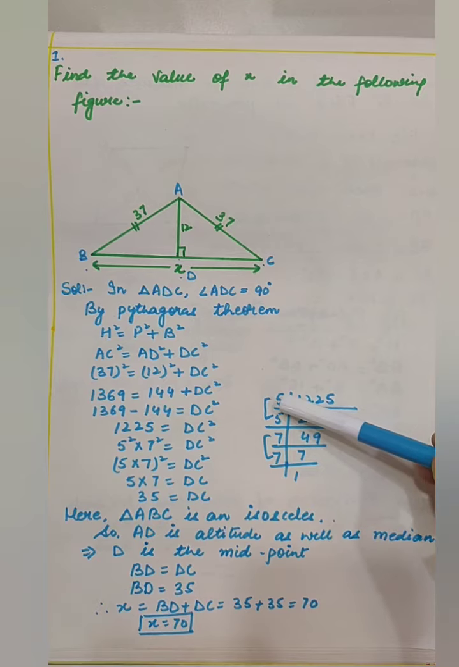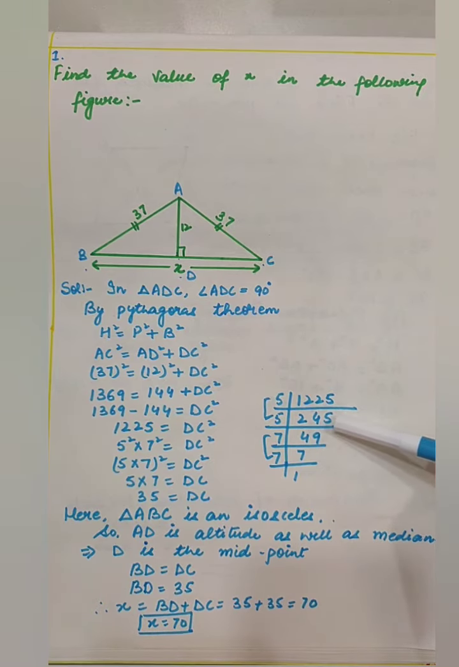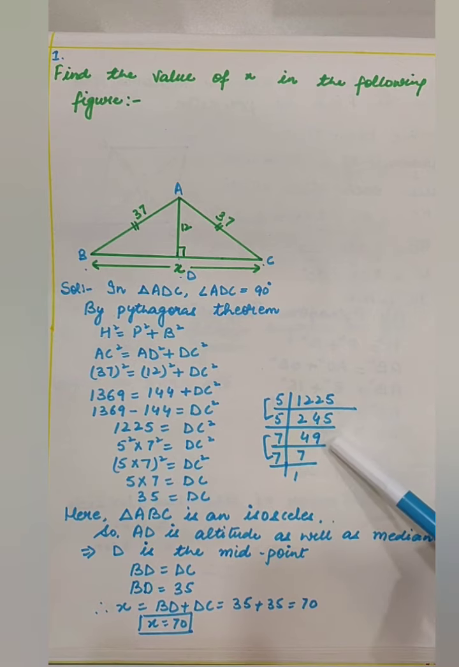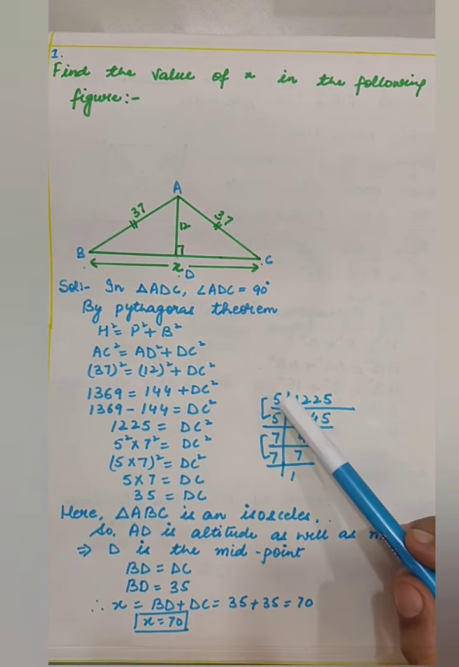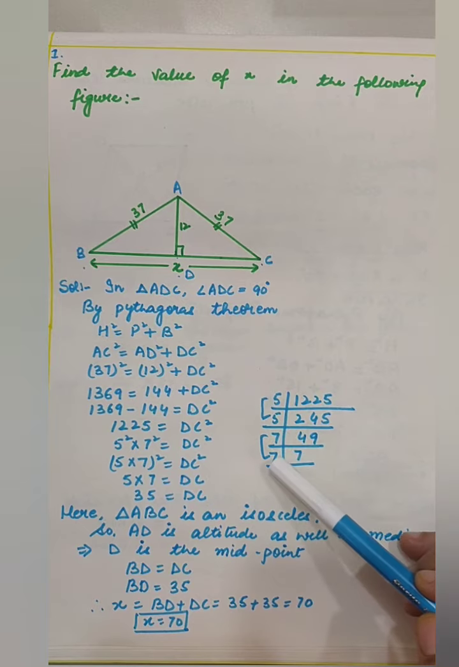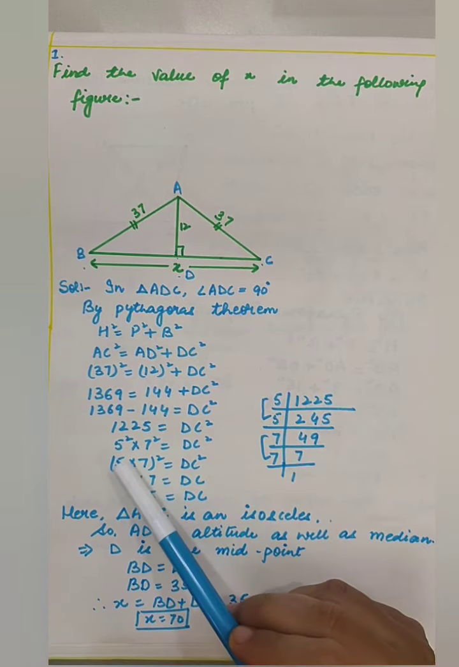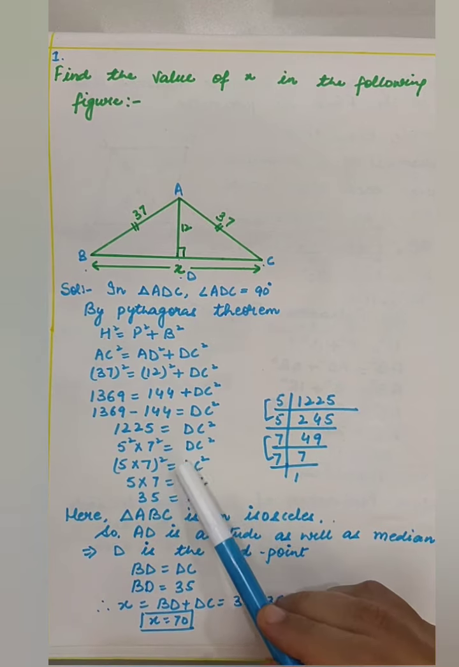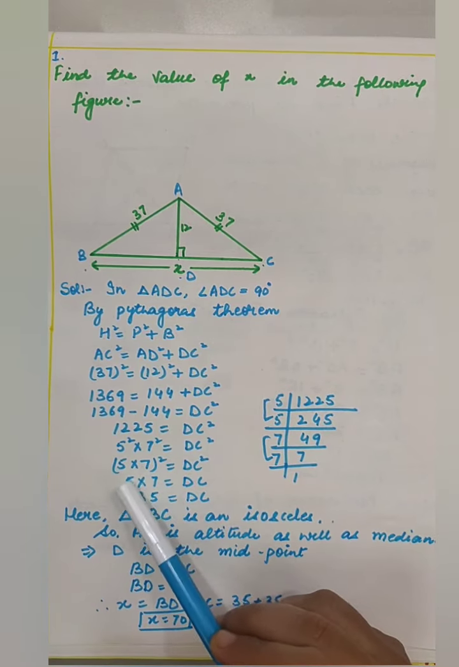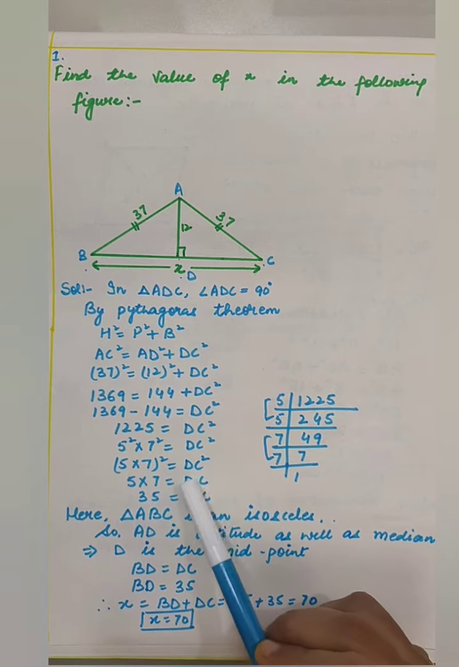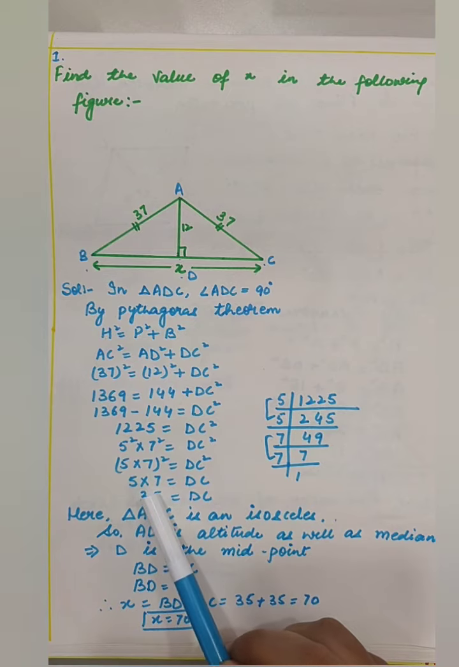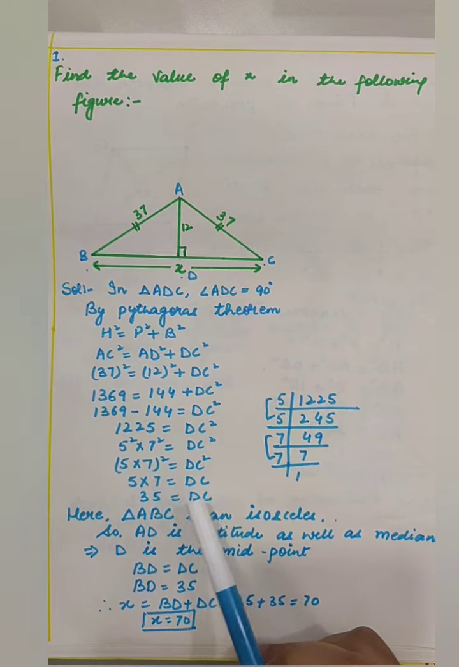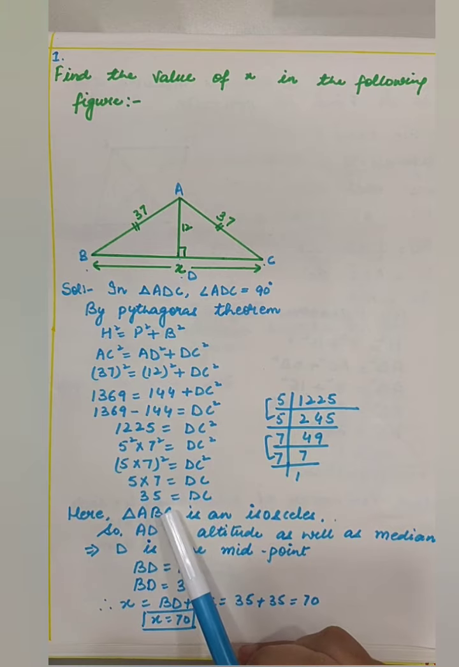We'll divide by 5 first to get 245. Again we divide by 5 to get 49. Then we divide by 7 to get 7. Then 7 ones are 7. So the factors of this number are 5 into 5 and 7 into 7. So this is 5 square multiplied by 7 square, equal to DC square. This can be written as 5 multiplied by 7 whole square is equal to DC square. So the squares cancel. We are left with 5 multiplied by 7 is equal to DC. So the length of DC is 35 units.